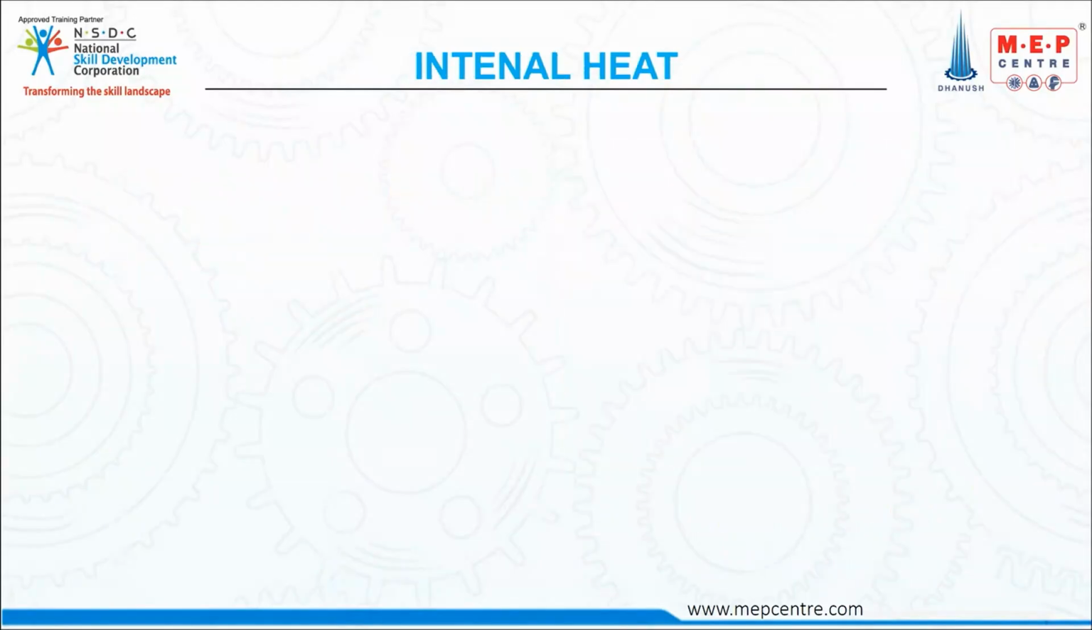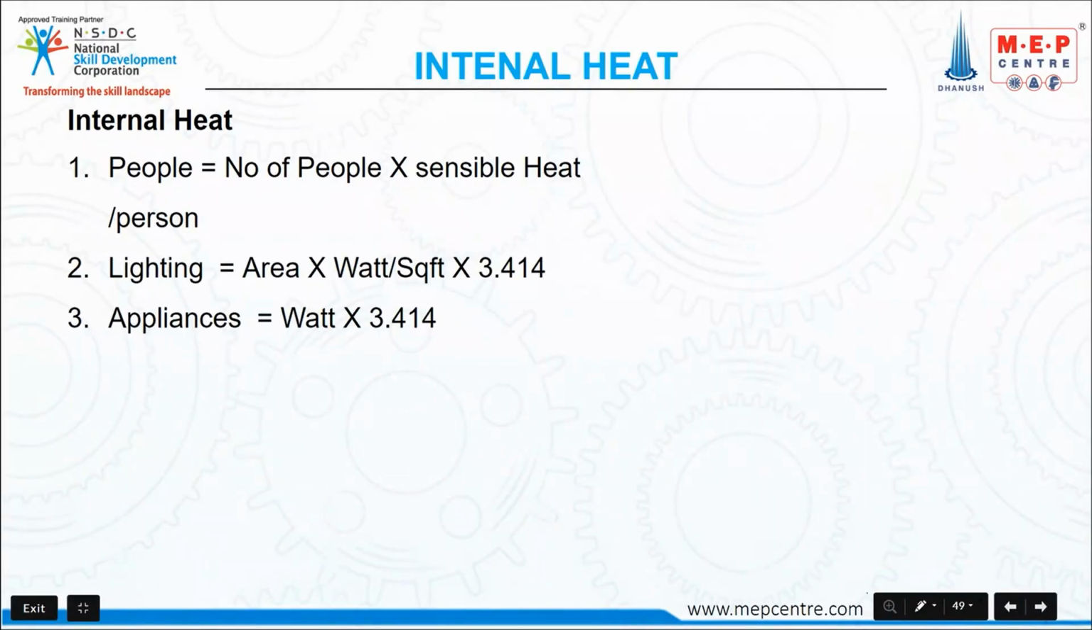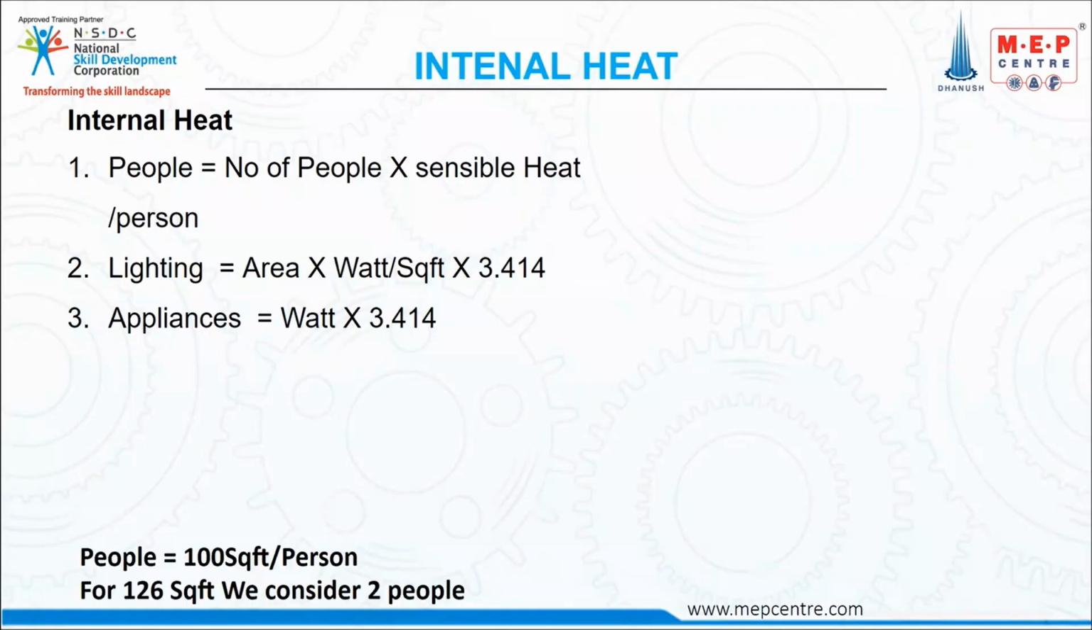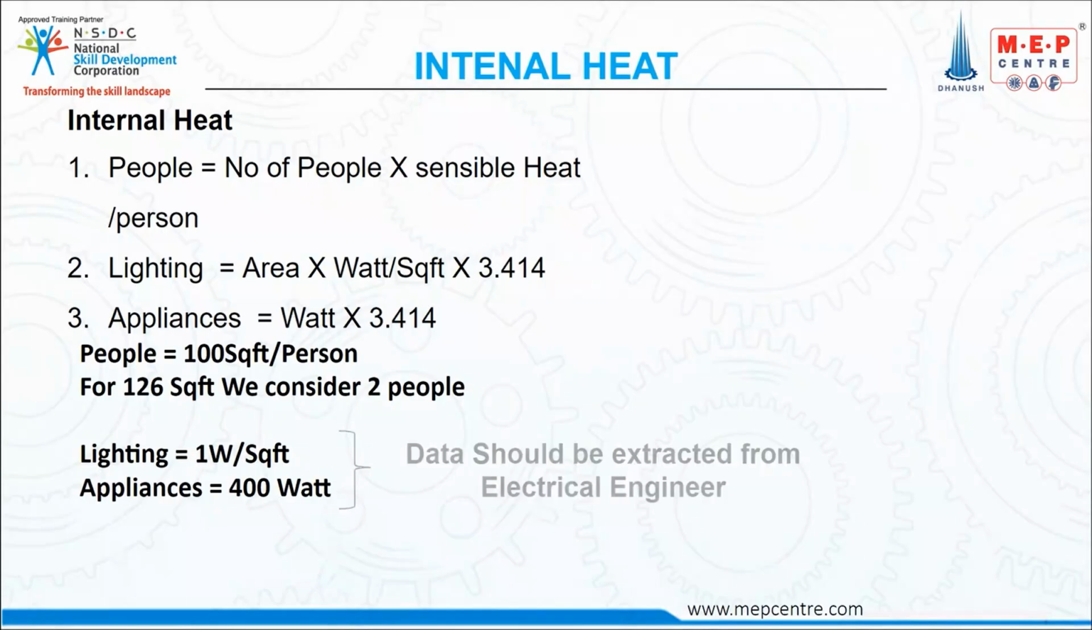Now, internal heat. In the internal heat, we have 3 factors: one is people, second is lighting, and third is appliances. So number of people into sensible heat gain per person; lighting, area into watts per square feet; and appliances, watt into 3.414. 1 watt equals 3.414 BTU per hour. Therefore, we have taken 2 people, lighting 1 watt per square feet, and appliances 400 watt. This data will be given by the electrical engineer.